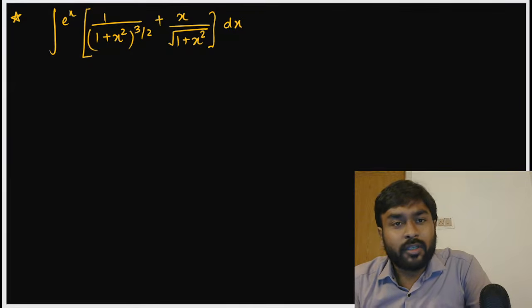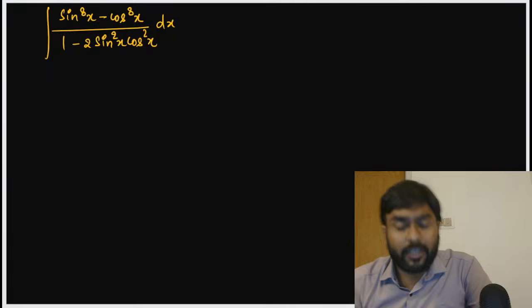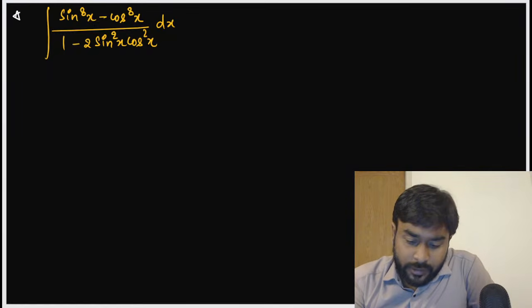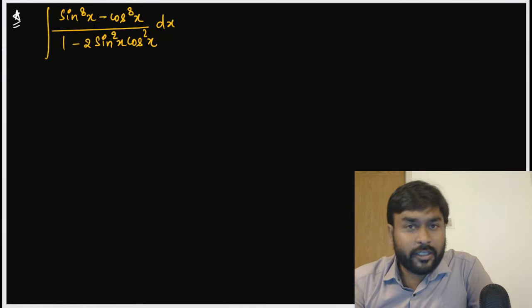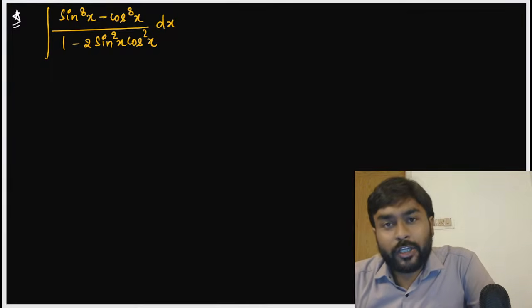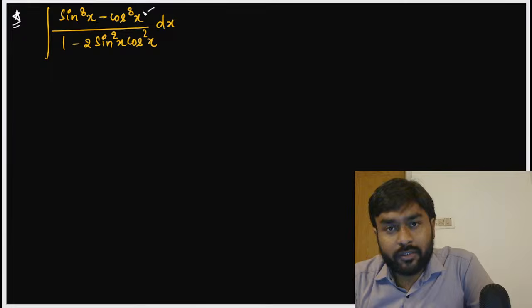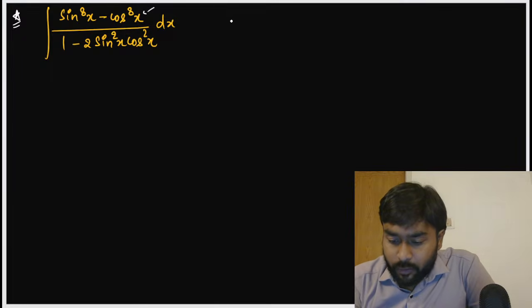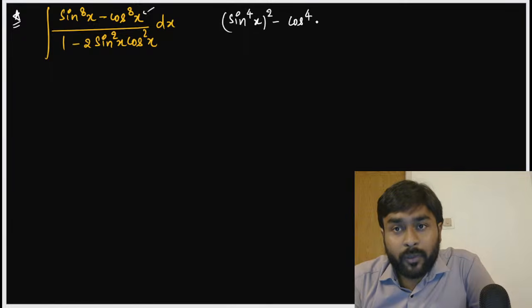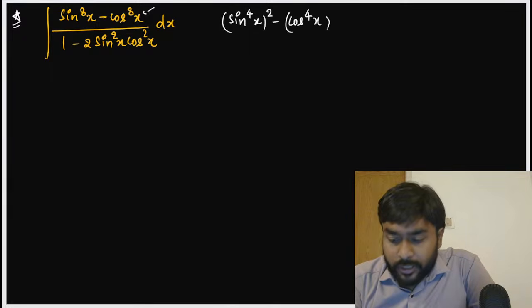Okay, so this is also very interesting and a little bit lengthy, we can say. Difficult we will not say, but lengthy we can say. So how will we begin? That is also important. First line, this numerator we will write. How will we write? (sine power 4 x) whole square minus (cos power 4 x) whole square.